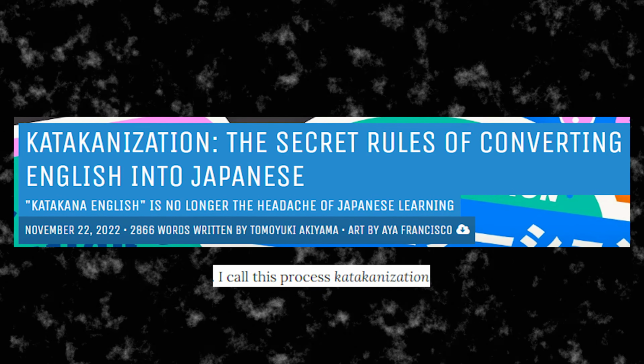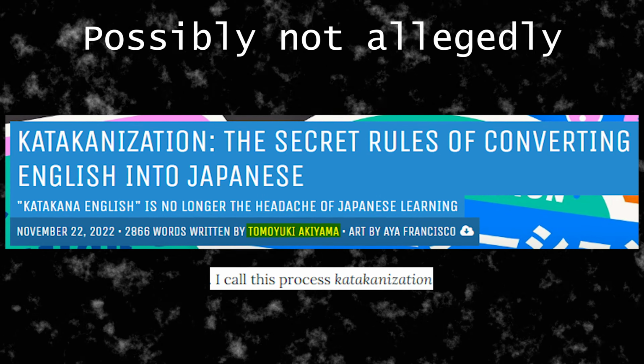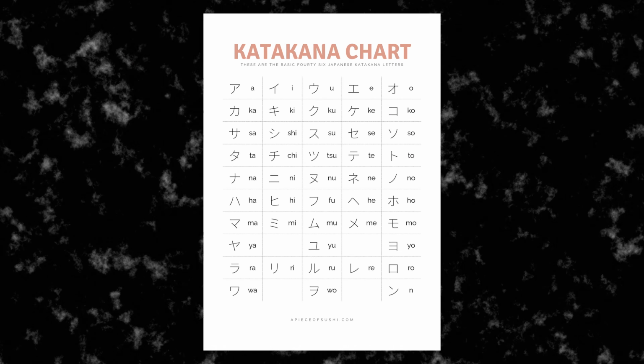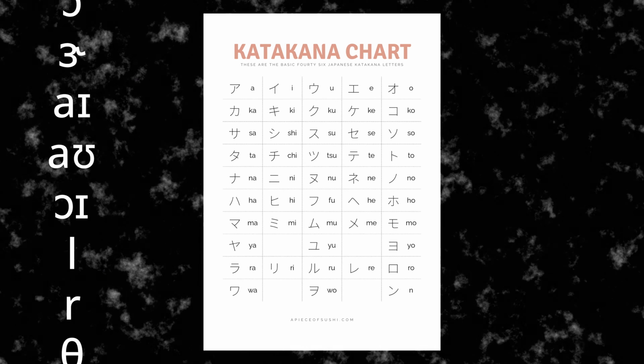The term was allegedly created by Tomoyuki Akiyama from Tofugu, basically summing up the process of moving loanwords from their original form to a Japanese compatible form. Before I actually talk about the rules and concepts, why is Katakanization necessary? If you look very closely, you will realize Japanese is missing some pretty important things for pronouncing many foreign words. This problem is fixed by making the foreign words sound less foreign.